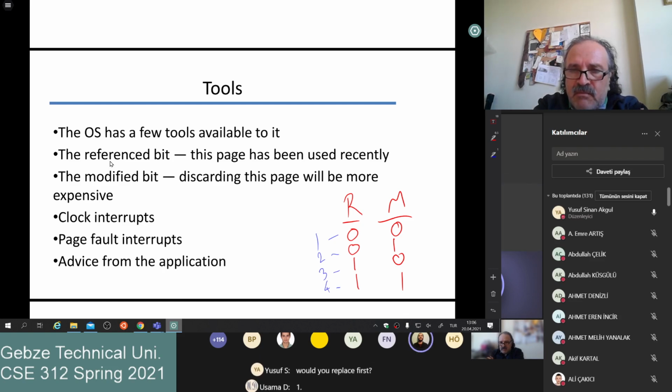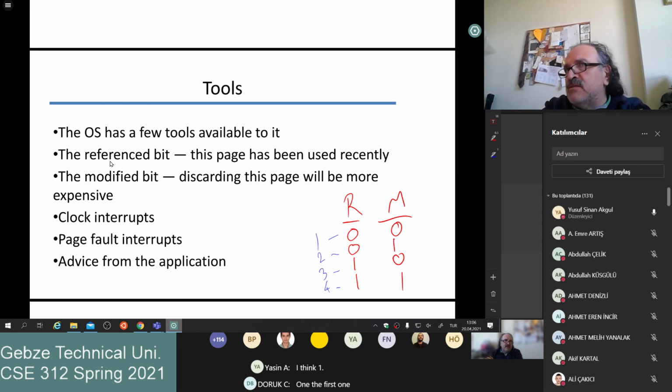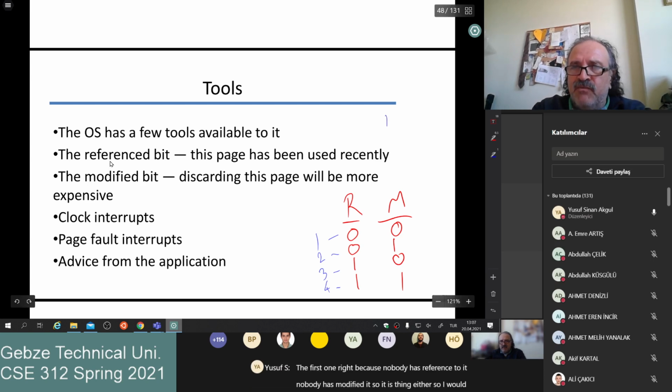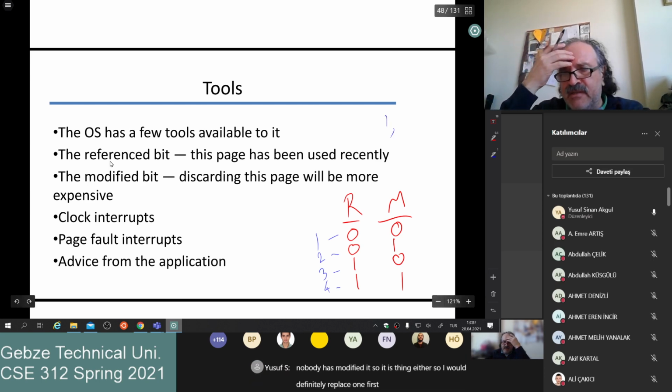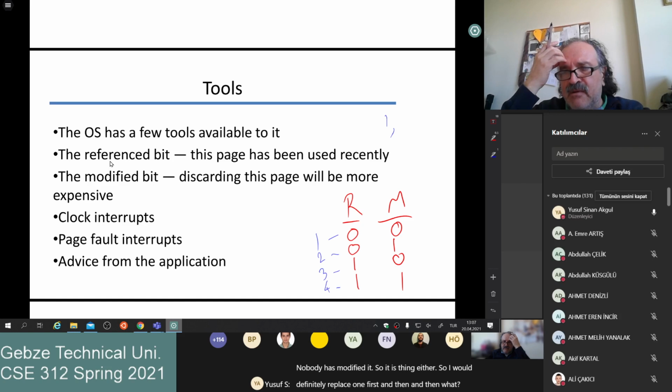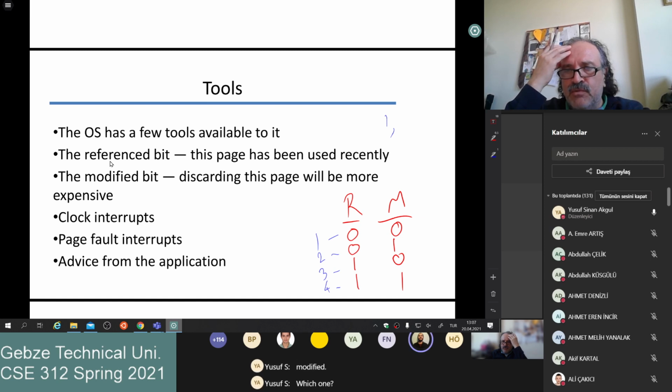One, right? Because nobody has referenced it. Nobody has modified it. So it is idle. So I would definitely replace one first. And then what? If one is not available, all of them are either referenced or modified. Which one? Three or two? I think two. Why three?